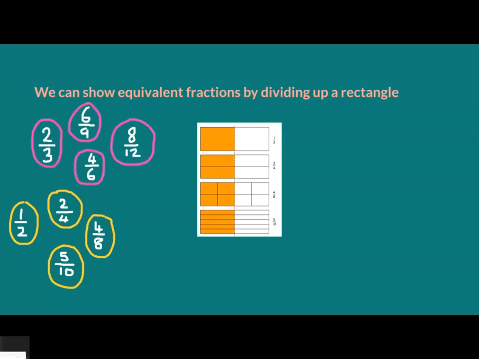I'd like you to pause the video now, and I want you to do just what I did. I want you to draw a rectangle out and divide it up into the equal parts based on the denominator and shade in the numerators. And can you prove that those 4 fractions circled in pink are in fact equivalent?